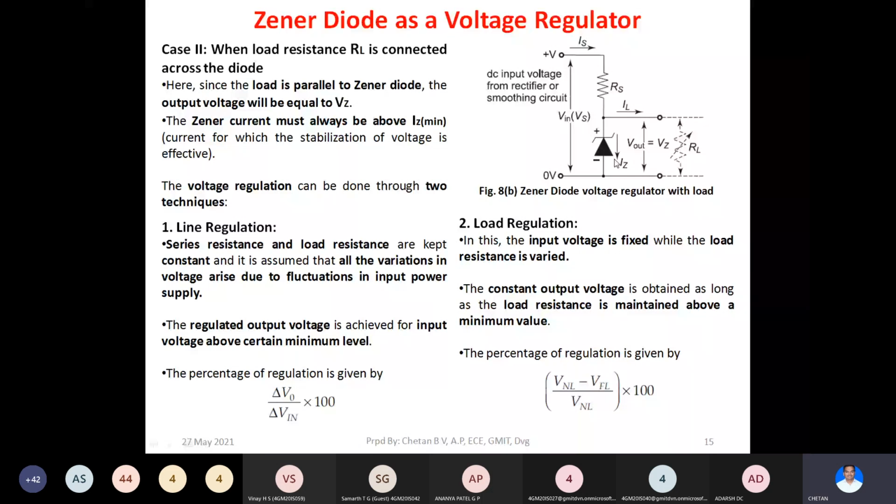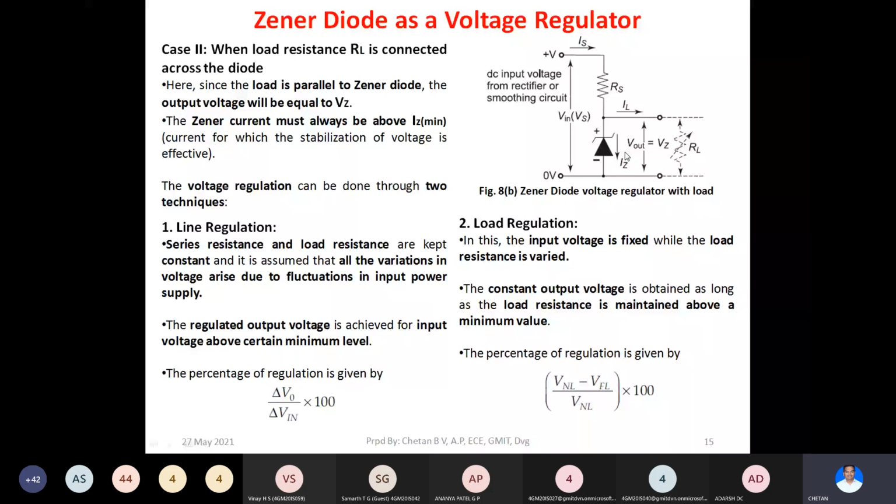Second thing is load regulation. Load regulation, as the name suggests, all fluctuations or variation will occur due to variation in load resistance or variation in load current. The supply voltage Vin or Vs will be constant, and also Rs will be constant. So whenever this RL is increased, it means that IL will reduce, but the value of Is is constant. Therefore, to compensate this, Iz will be increased by equal proportions, and hence the sum of Iz and IL will be maintained with respect to Is.